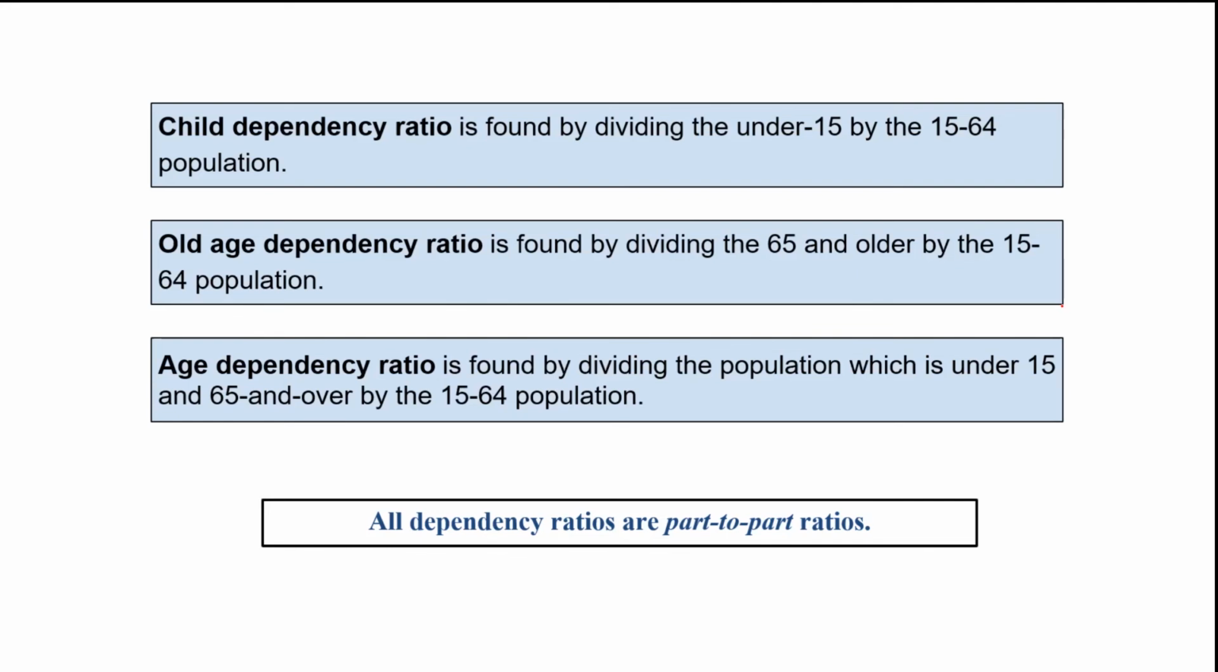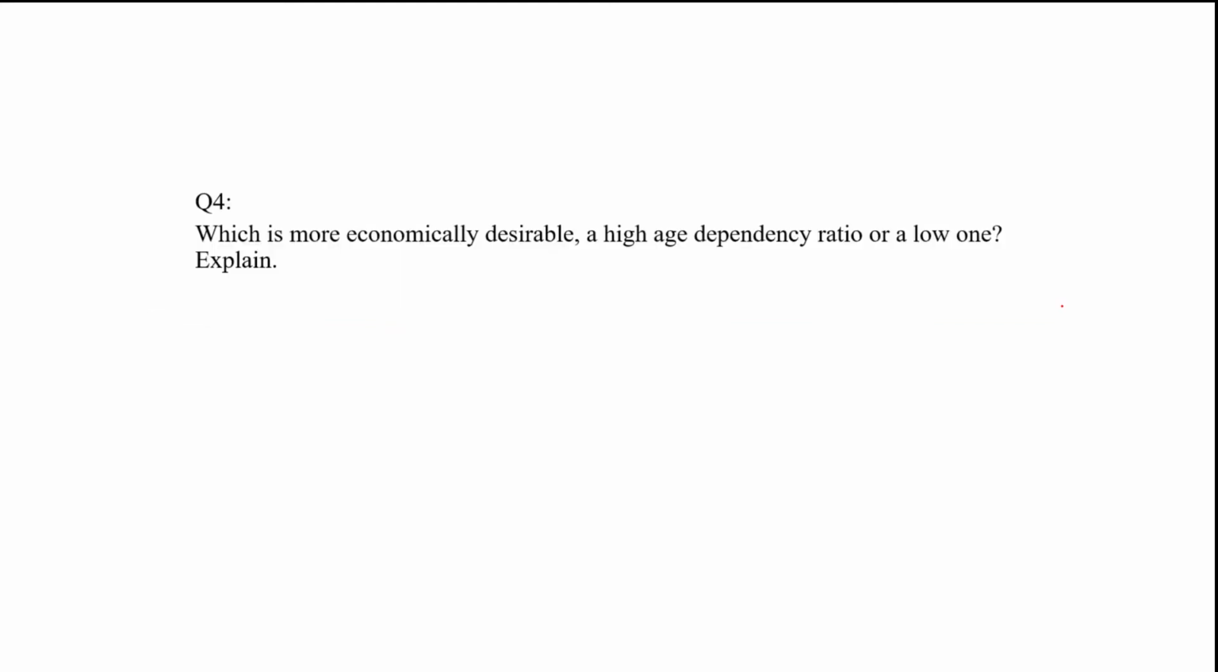And one thing we should keep in mind is that all dependency ratios are part-to-part ratios. And for part-to-part ratios, we don't express them as percentages. If we have part-to-whole ratios, that is what we express as percentages. The higher the dependency ratio, the larger the number of dependents relative to the number of working age people. So what that means is that we have more people to depend on someone for support.